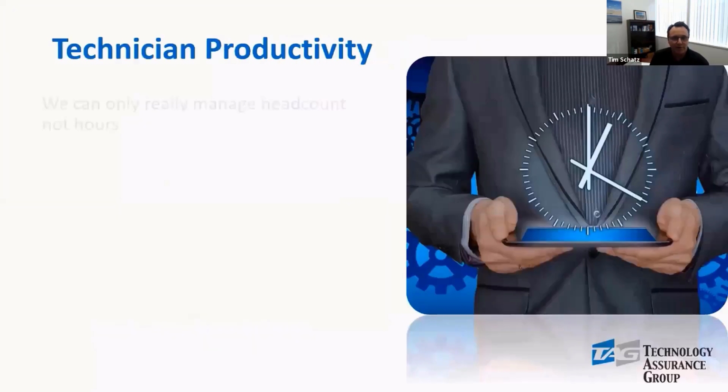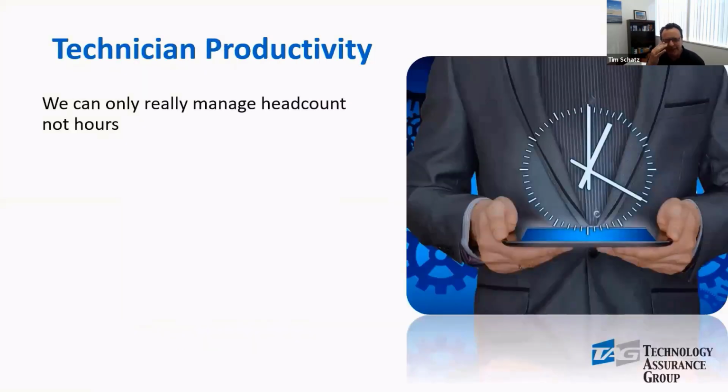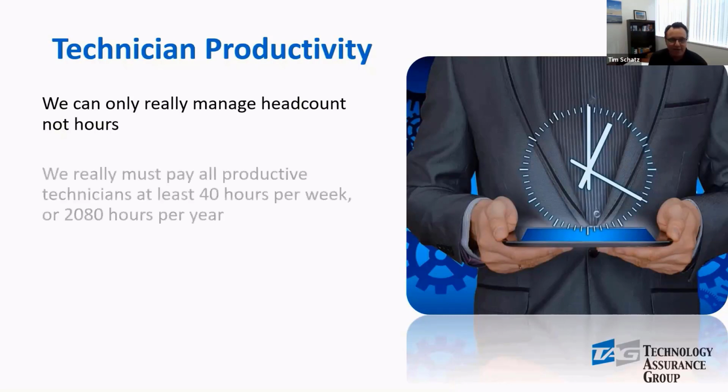When we look at technician productivity, it's really difficult. We really can only manage our headcount. We typically aren't going to keep technicians very long if we have them work 40 hours when we're busy and then tell them to only come in 25 hours next week and then 30 hours the week after. We don't run our businesses that way. We're unable to expand and contract the number of hours based on the work we have. So really all we can do is add plus or minus 1 technician at a time. So we have to pay all these productive technicians 40 hours per week or 2,080 hours a year.